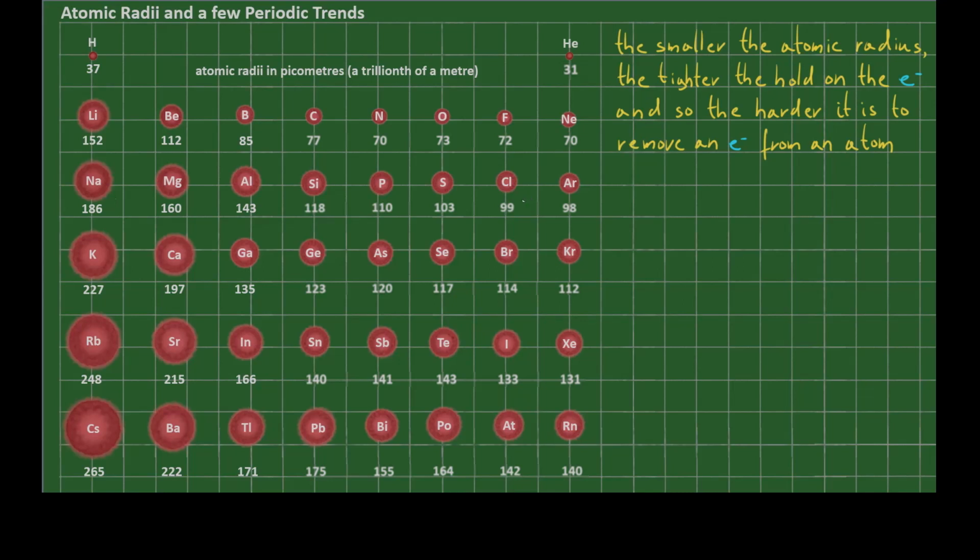In summary, atomic radii increase as we go down the group, but they decrease as we go across a period. The smaller the atomic radius, the greater the electrostatic attraction between the protons and the valence electrons. In turn, this means it is harder to remove an electron. Or conversely, we could simply say, the bigger the atomic radius, the easier it is to remove a valence electron.